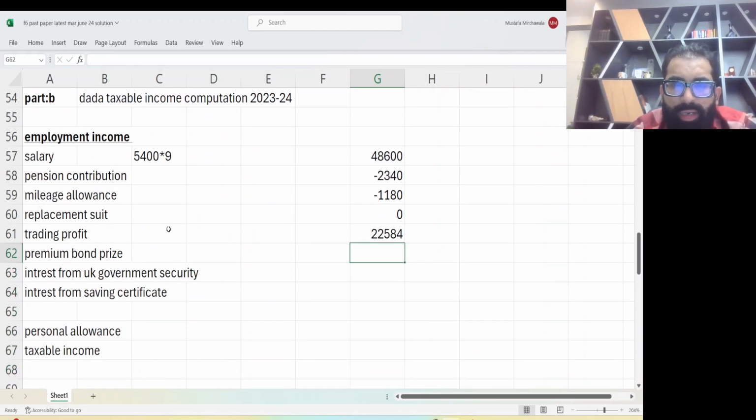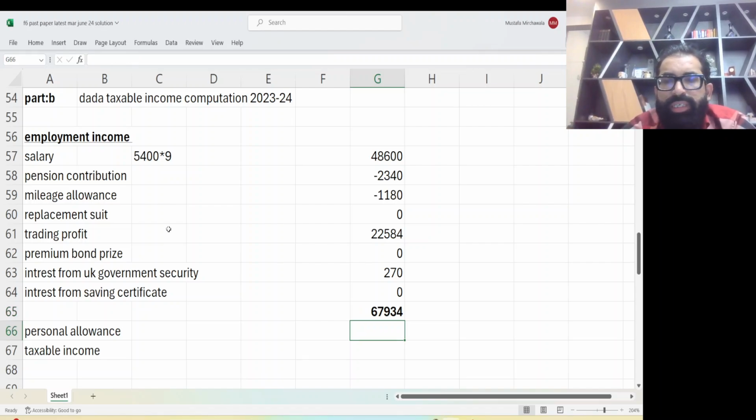Now let's do the other income. Premium bond prize is 0, its premium bond prize is exempt. Then yes, interest from government securities 270 is taxable. Then interest from savings certificates, it's exempt, 0. Now can you tell me what is going to be your total income? 67934. 67934 will be your total income.